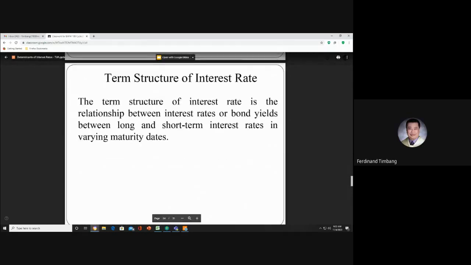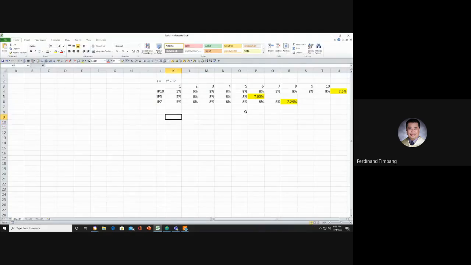Sige, tingnan natin, ha. So punta tayo sa term structure of interest rate. So that is the term structure of interest rate is the relationship between interest rates or bond yields between long and short-term interest rates in varying maturity dates. Kasi sinasabi ng term structure of interest rate, let's say you are investing in a 1-year security. Tapos you are investing also in a 2-year security. Dapat daw, yung kikitain mo, illustrate na lang natin, ha, para mas madali. Let's say you have the 1-year security at saka meron tayong 2 years.